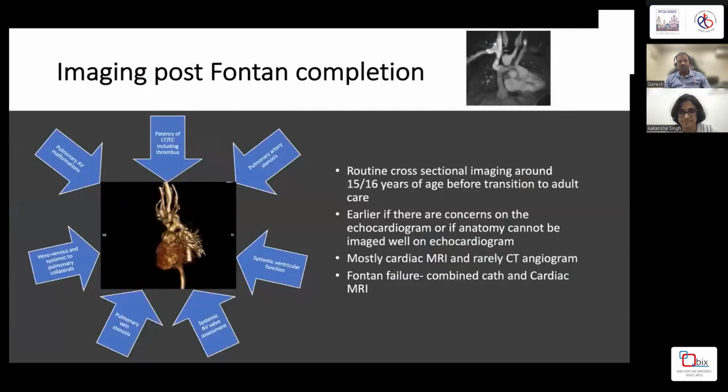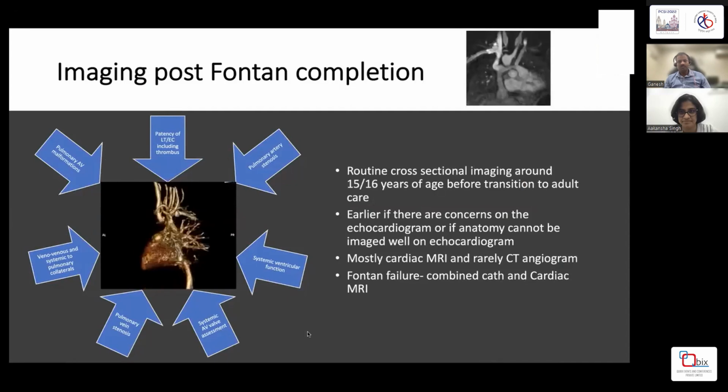For imaging post-Fontan, we commonly use cardiac MRI or CT. Our practice is to routinely do cross-sectional imaging at around 15, 16 years of age before they are transitioned to adult care. Earlier, if there are any concerns on the echocardiogram or the echo does not show the structures very well, we mostly use cardiac MRI and very rarely CT, as these patients are older and they cooperate well without general anesthesia. And as you can see in the slide, we monitor for these complications.